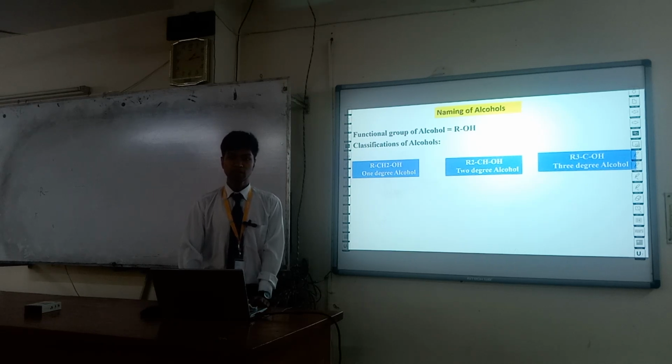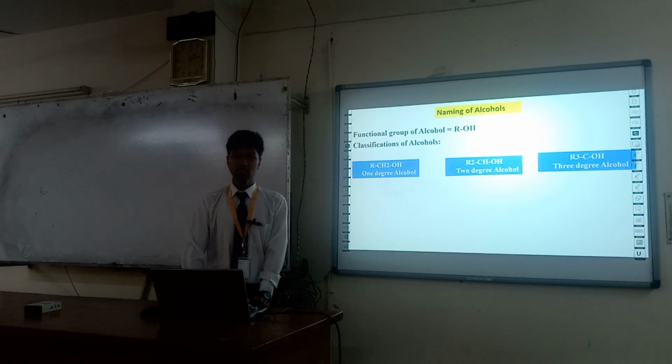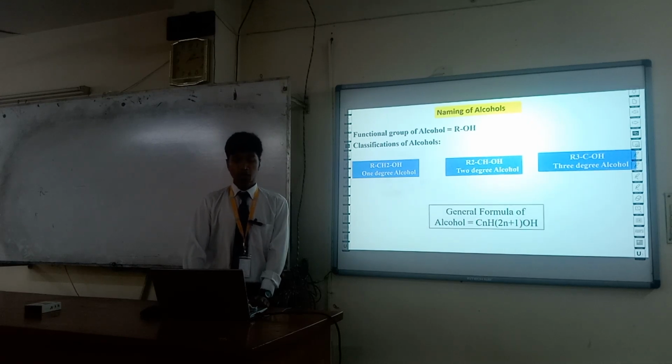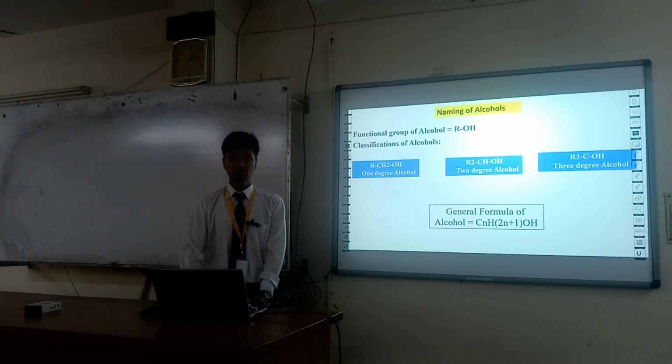A secondary alcohol is a compound in which the hydroxyl group is attached to a saturated carbon, which has two carbon atoms attached to it. And a tertiary alcohol is a compound in which the hydroxyl group is attached to a saturated carbon, which has three carbon atoms attached to it. We know the general formula of alcohol is CnH2n+1OH.